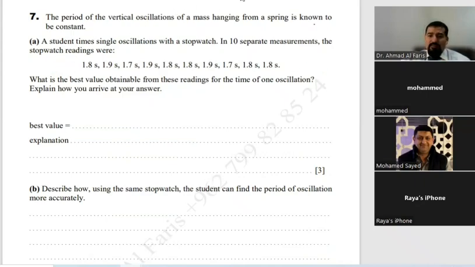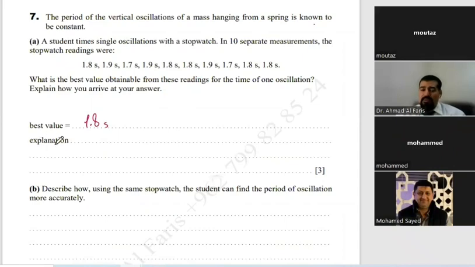So what the student did here was measure the time interval for one oscillation 10 times. It would be hard to do it just once, which is why he did it 10 times to find the average. What they ask is: what is the best value obtained from these readings for the time of one oscillation? Explain your answer. Who can tell me the best value here? Yes, 1.8 seconds. Thank you, Hannah, Tina, Muhammad, and Khaled. Why is it 1.8 seconds?